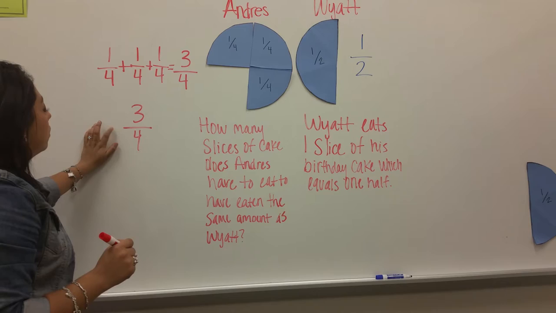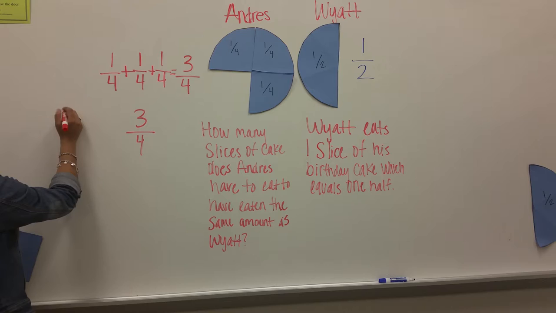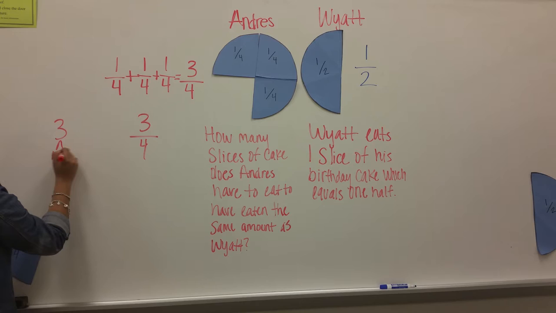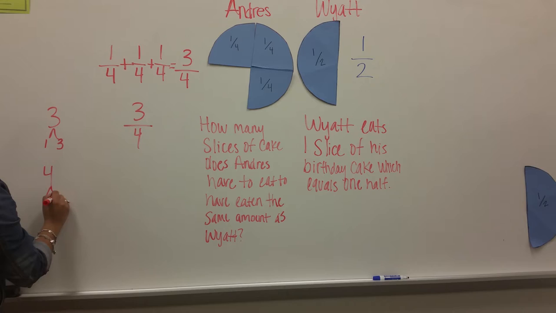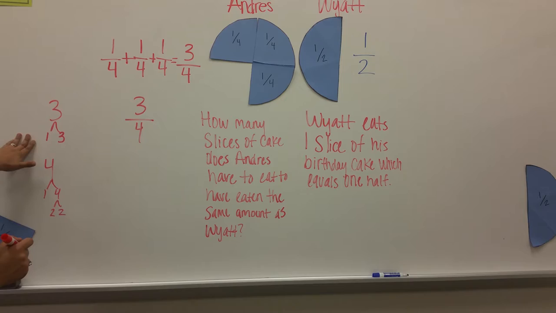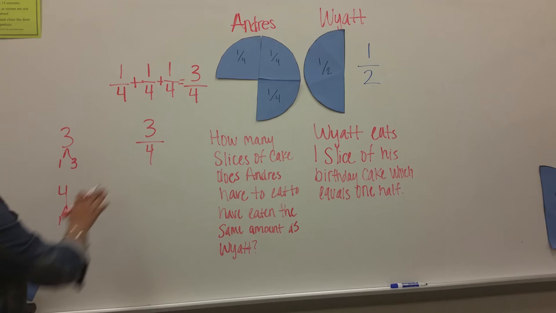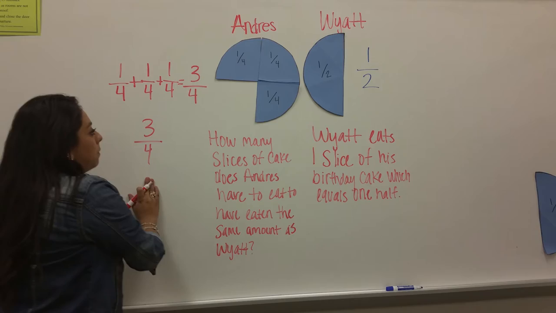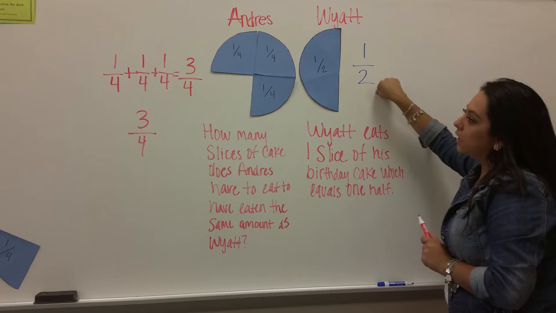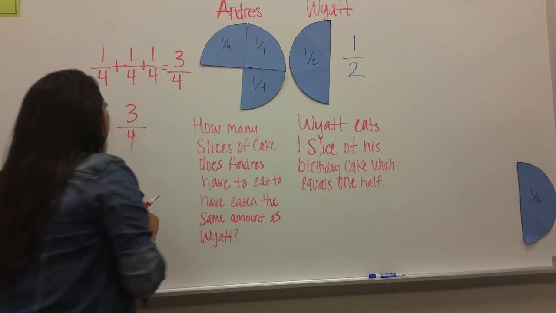Let's see if they have any of these common factors. For 3, the multiples of 3 would be 1 and 3. And 4 would be 1 and 4, and you break down the 4 and you get 2 and 2. 3 and 4 do not have any common factors, so 3/4 will just stay 3/4. Now, does 3/4 match Wyatt's fraction of 1/2? I don't think so. I think Andres has eaten too much cake. So we're going to have to go back and see what we can do to solve this problem.